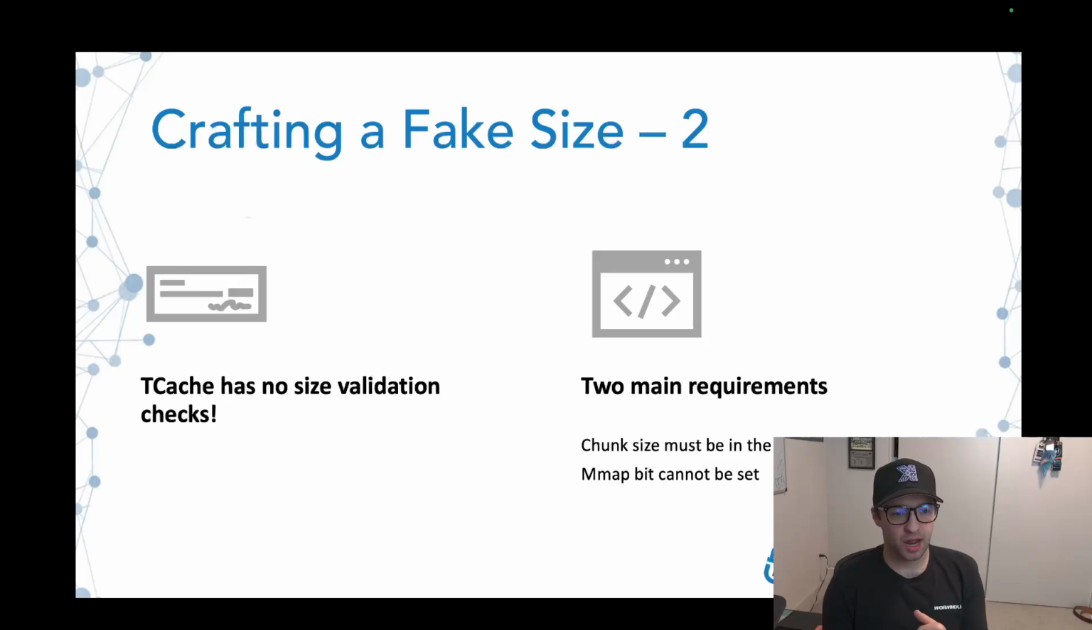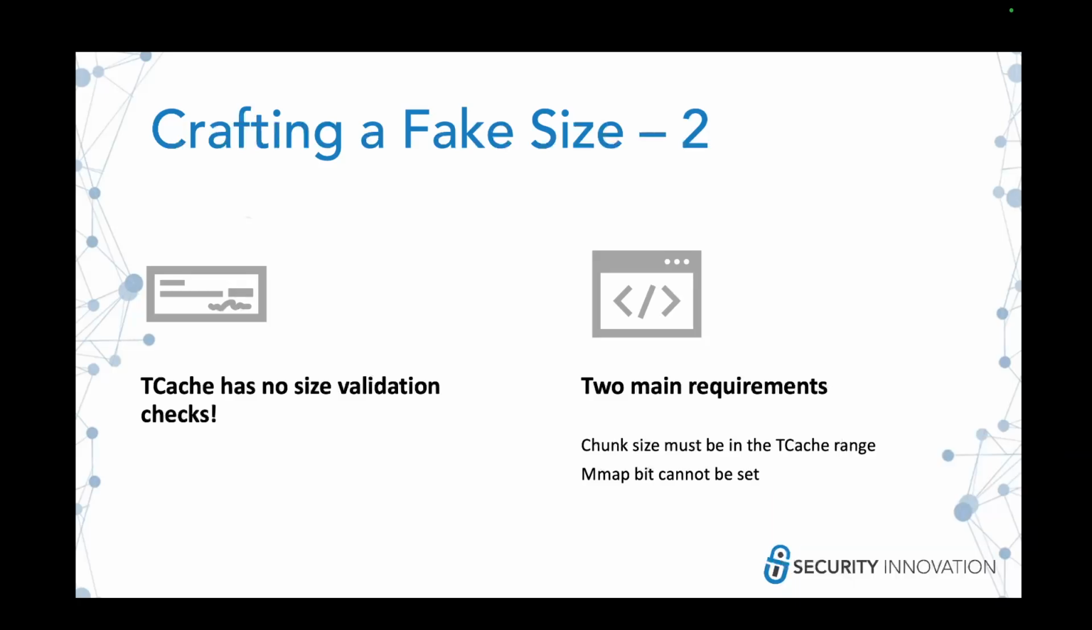In the T-cache, it has no size validations, but there are some prereqs for this. First, the chunk size must be in the T-cache range, otherwise it won't go in the T-cache, and that's fairly obvious. The second thing is that the mmap bit cannot be set. If it's set, everything crashes and you don't want to deal with that.